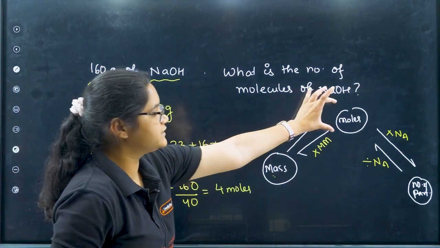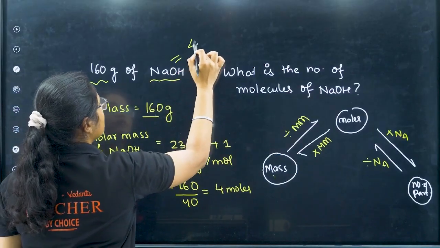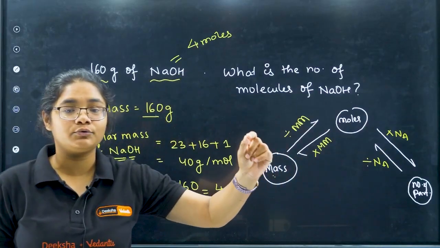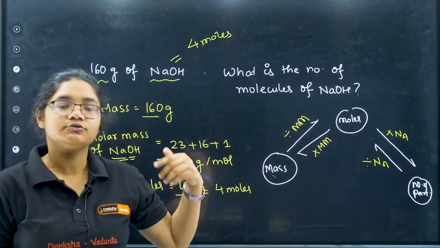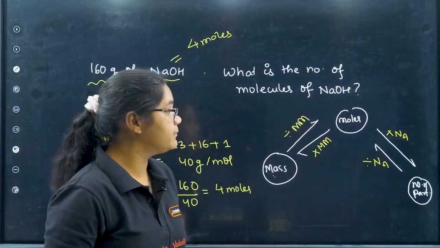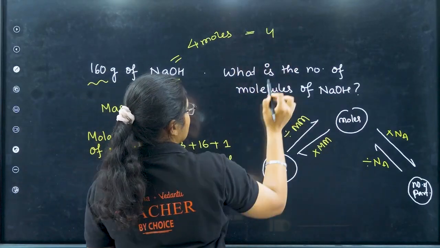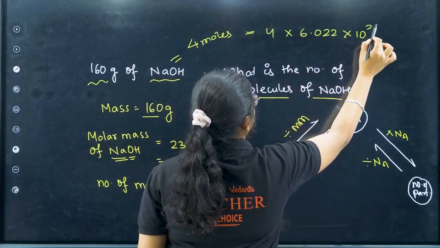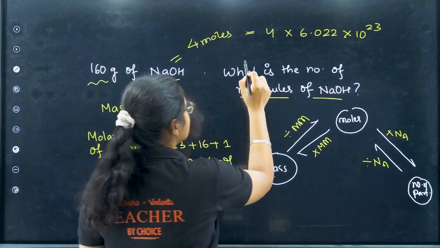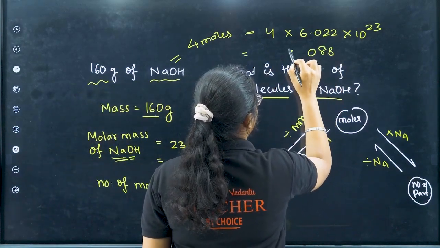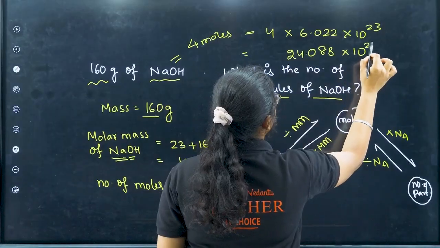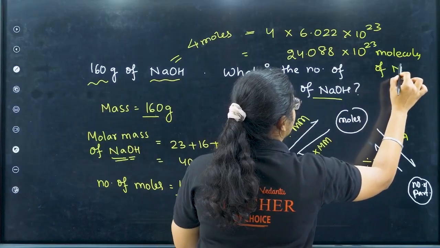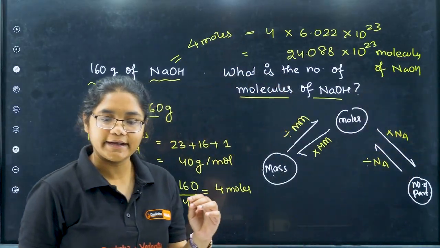Okay, so now how many moles I have? This 160 gram is equal to 4 moles, right? Now you know 1 mole contains 6.022 into 10 to the power of 23 atoms. So 4 moles will contain 4 into Avogadro number. So what is the number of particles or number of molecules of NaOH? 4 into 6.022 into 10 to the power of 23. So that will give me how much? 4 2s are 8, 8, 24 into 10 to the power of 23 molecules of NaOH. Right, this is clear.